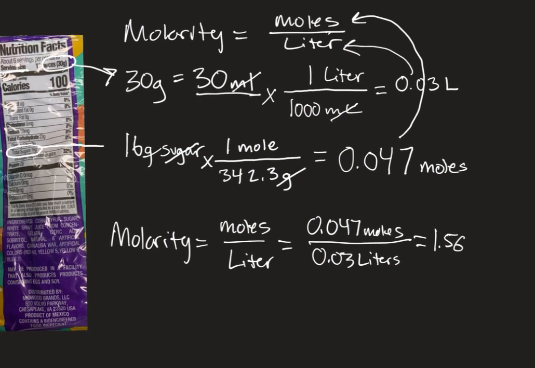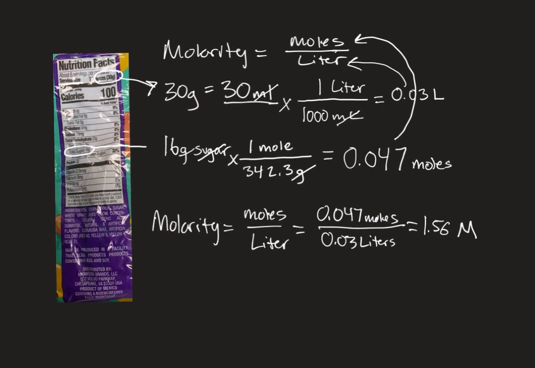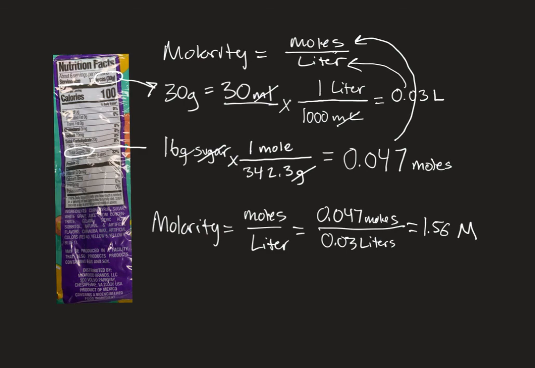Let me see if I can move this over again. So we should find a gummy bear placed in a solution that has 1.56 molarity as isotonic, and we will test that.